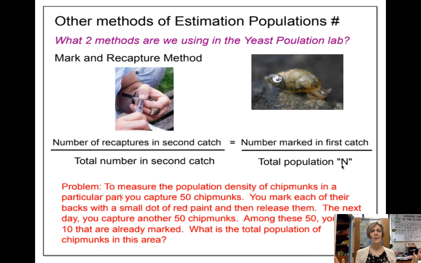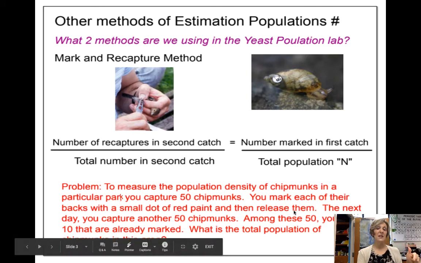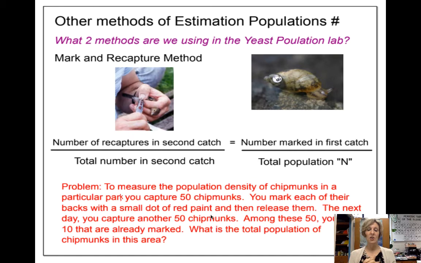Here's a problem that you can pause the video and try to work out. To measure the population density of chipmunks in a particular park, you capture 50 chipmunks. That's here. You mark them with a small dot of red paint and then release them. The next day you come back and capture another 50 chipmunks. So there we go, our second catch. Among those 50 in your second catch, you find that 10 of them are already marked. What is the total population of the chipmunks in that area?